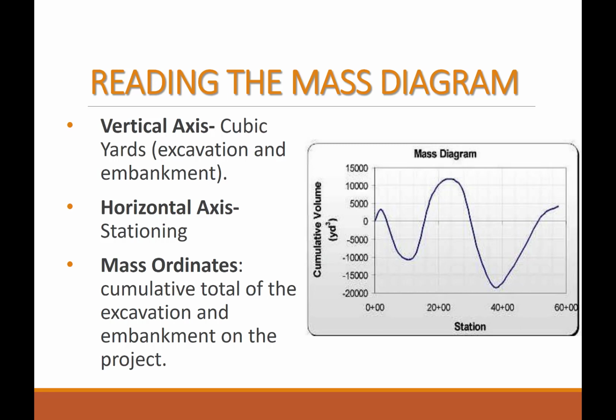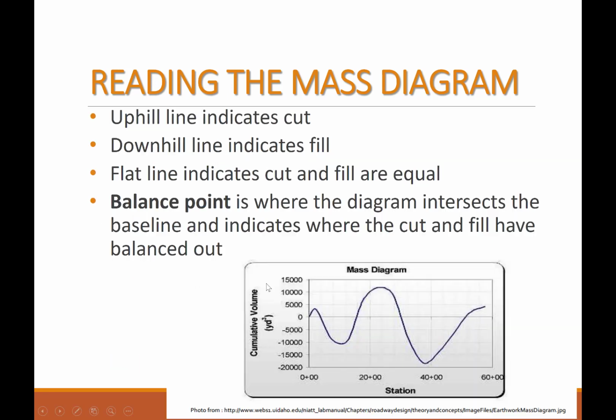The vertical axis is my cubic yards, as I mentioned before, which could be either excavation or embankment. The horizontal axis is the stationing. And then you have your mass ordinates, which is really the cumulative total of excavation and embankment on the project. So the blue line here is what I mean by the mass ordinates. As you walk through the mass diagram, as you're moving uphill, it means that we are cutting. As you're moving downhill, it means that you're filling. If you're on the top side of the curve, it means that you are mostly in the cut area. If you're at the bottom side of the curve, it means that you're mostly in the negative fill area.